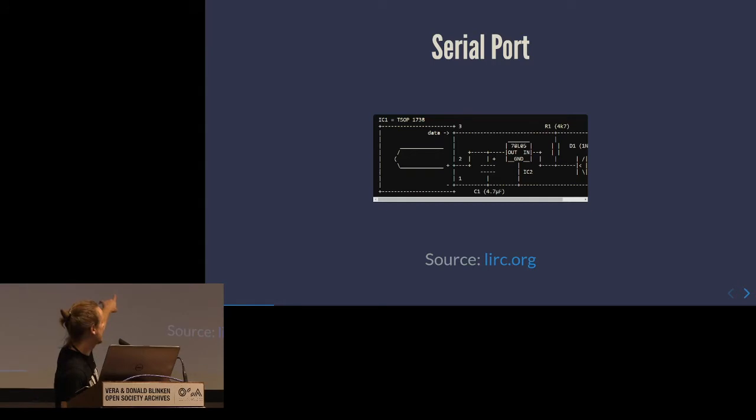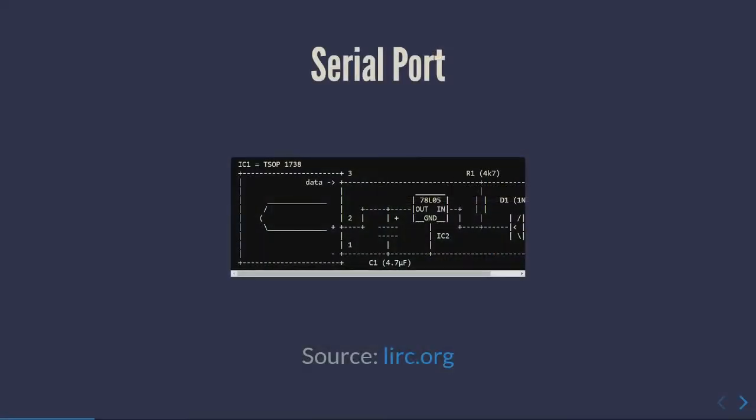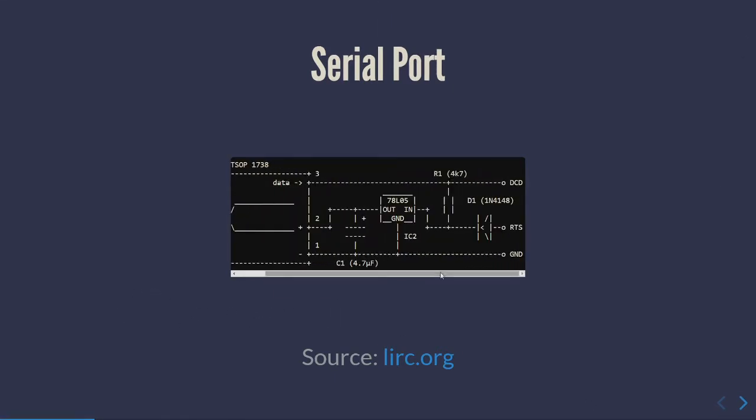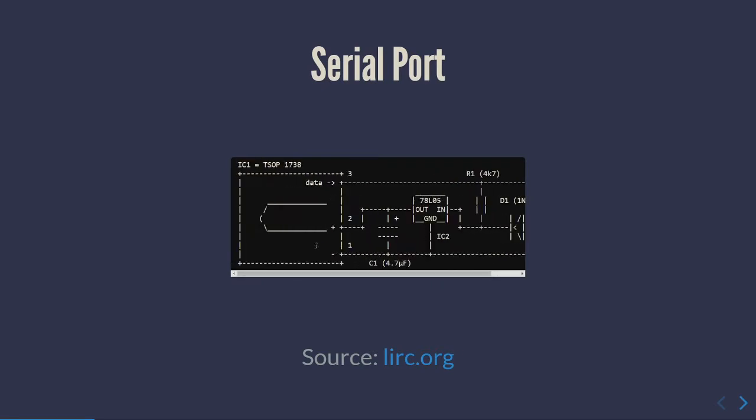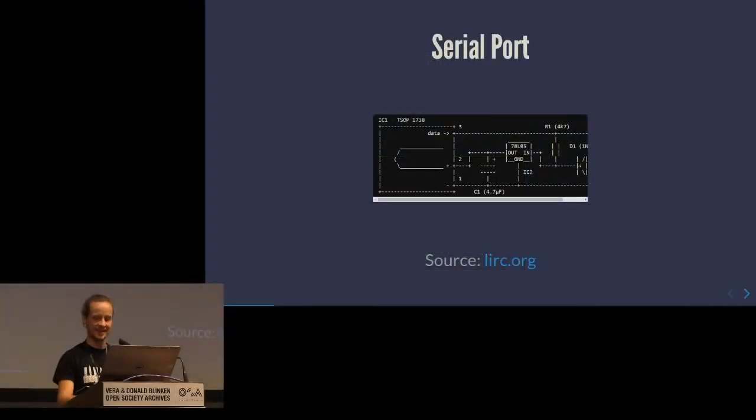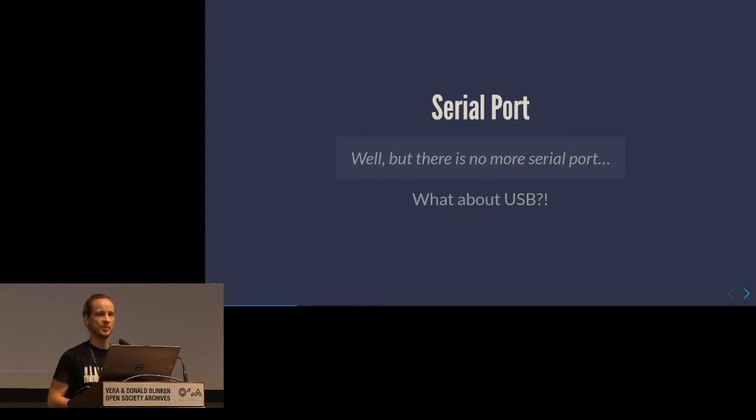What you see up there is an old school text-based circuit of an infrared receiver that you can hook up on your serial port. It has three pins, that's all you need. And the material costs are like €3. It was easy to build. So I built one back then, and I still had it. But there's no more serial port.